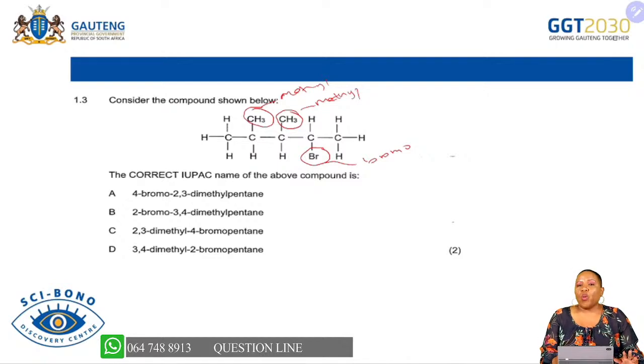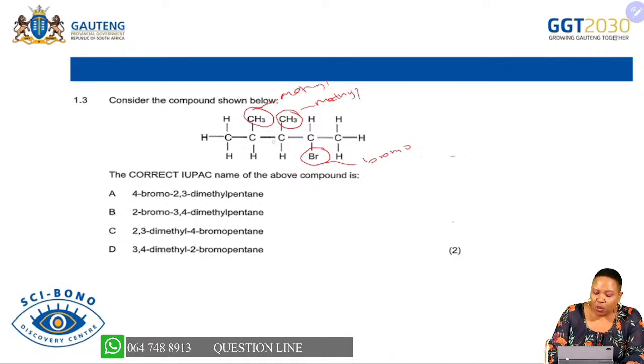Therefore, now we're going to start looking at how we name before we look at the options that the examiner has provided, because we need to be able to name this before we look at the options. Now you can see that the longest chain is 1, 2, 3, 4, 5. So you can see that the longest chain is 5.